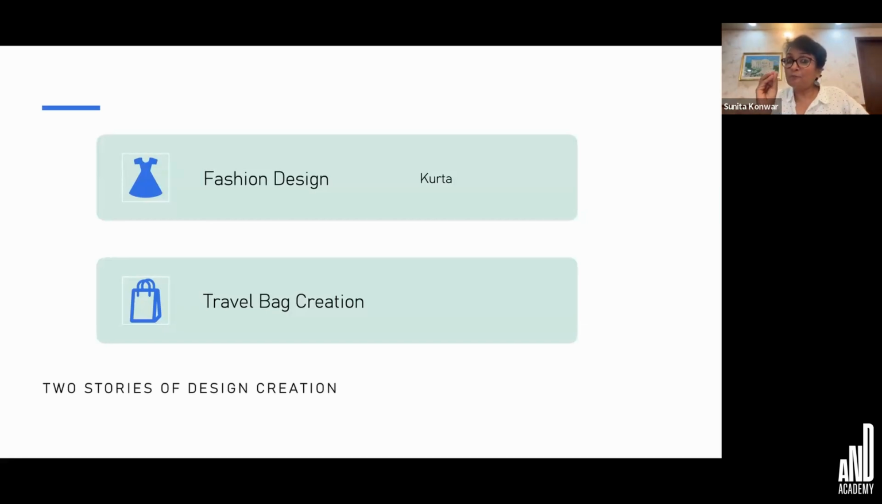So what I'm trying to bring forth in these two stories that I'm narrating is that there is brilliant design, but unless there is a business aspect involved in it, it is very difficult to become a successful designer. That's why I chose the topic, from designer to designpreneur: how to become an entrepreneur as a designer.